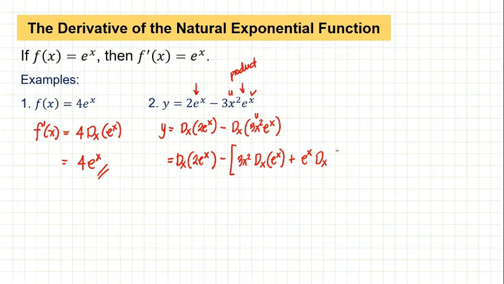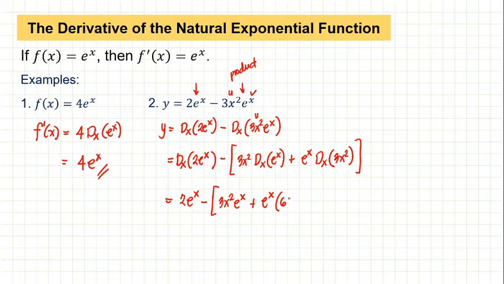Then derivative of u, which is 3x squared. So yon. Then let's simplify. We will now have the derivative of 2e raised to x is constant multiple rule. We have 2 times the derivative of e raised to x is still e raised to x, minus we have 3x squared. Derivative of e raised to x is still e raised to x. So we have that one plus e raised to x times derivative of 3x squared is 3 times 2, which is 6, x to the 2 minus 1, or just 6x.